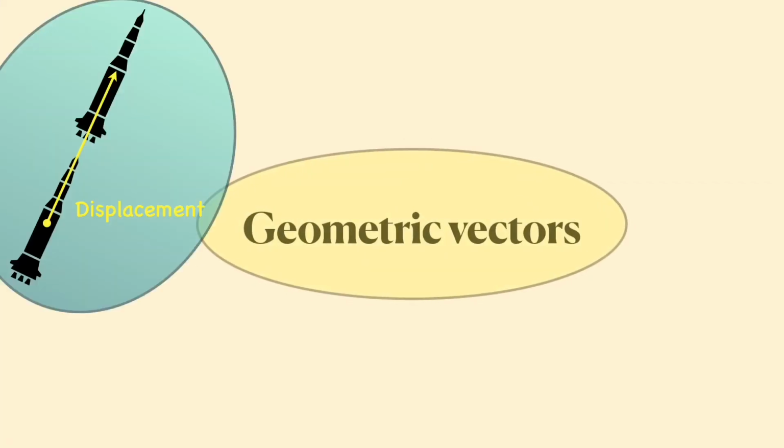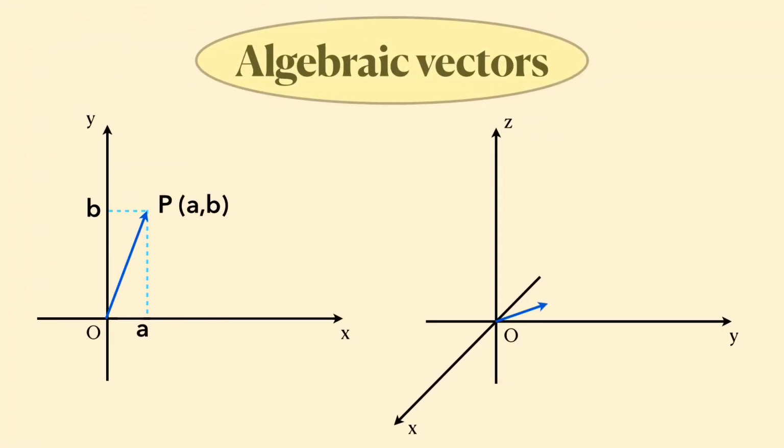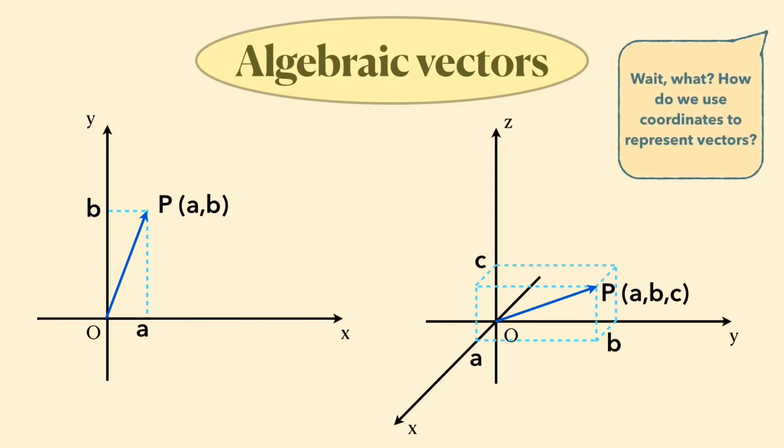Until now, we have been discussing the geometric vectors. They appear in math and physics very often. As opposed to geometric vectors, algebraic vectors are considered with coordinate axes.